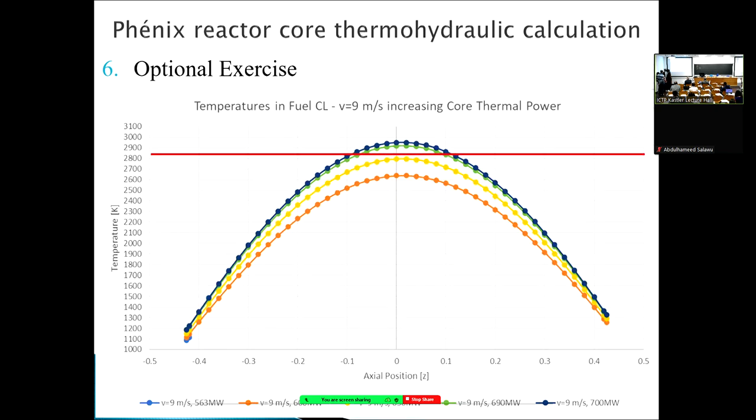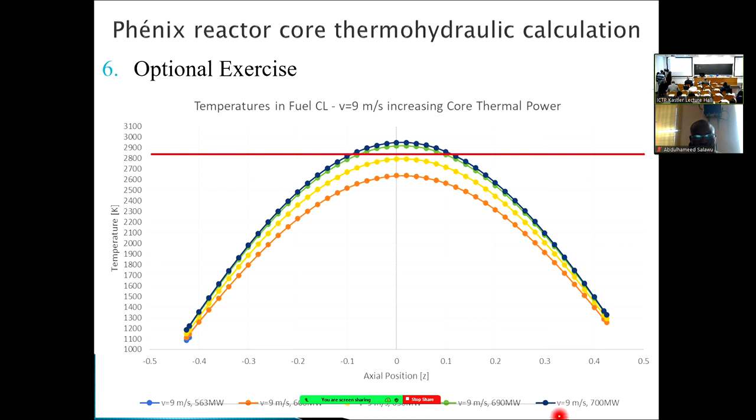And this is the optional part of the exercise, which asked us to set the flow velocity to 9 meters per second and increase the thermal power of the core. So first we set the velocity at 9 meters per second, keeping the same core power, then increasing to 600 megawatts, 650, and 700. And at 700, this should be right in 2,923 Kelvin, as a limit of 2,700 Celsius.